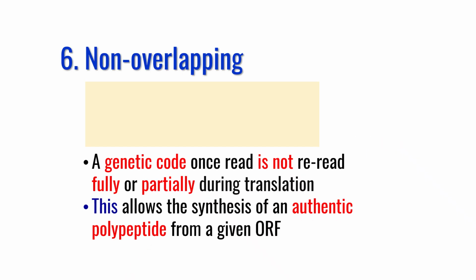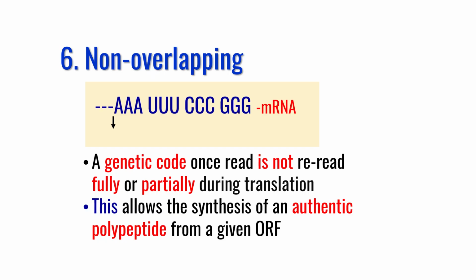Next property of genetic code is non-overlapping. What it means is that a genetic code once read is not reread partially or fully during a translation cycle. This allows the synthesis of an authentic polypeptide chain from a given open reading frame.